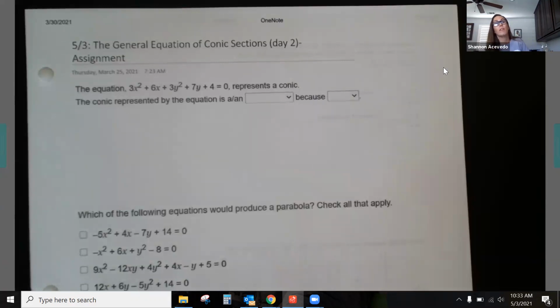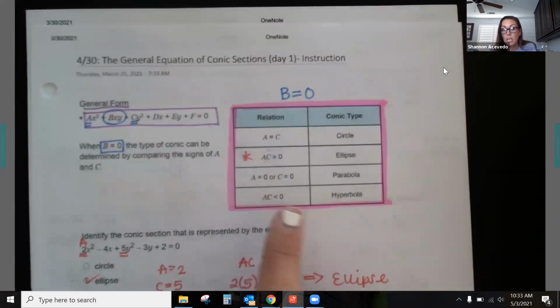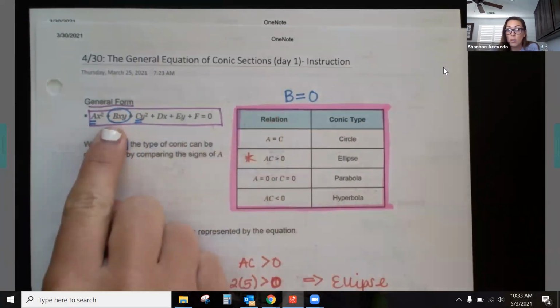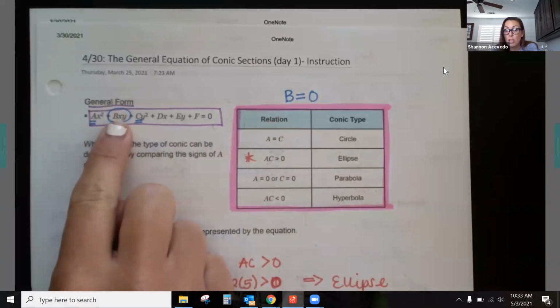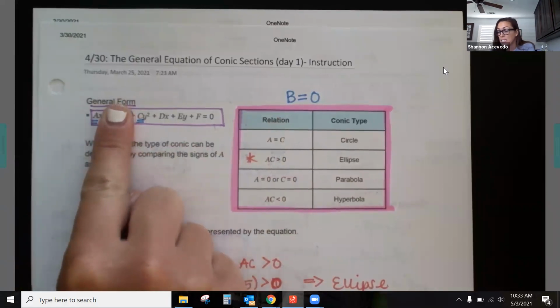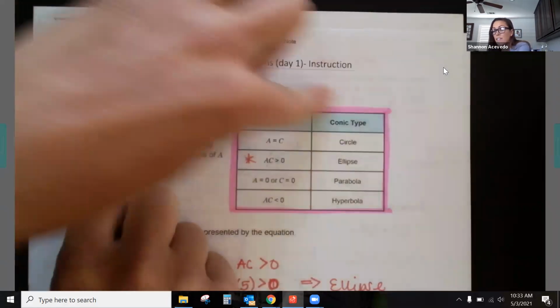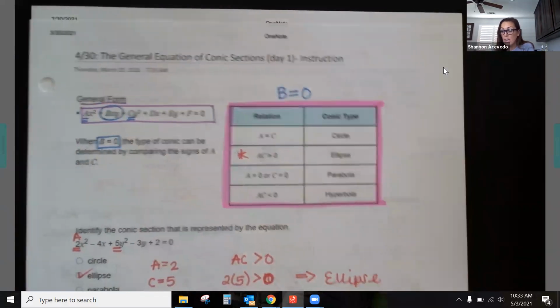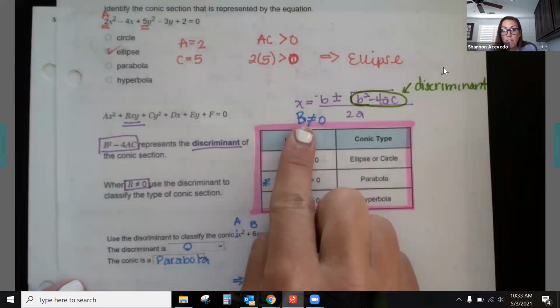So, a quick little review from Friday. Again, if you're struggling, I recommend you go watch the video, but this is some of the information you were given on Friday. There are 2 different scenarios: where you have an XY value and where you don't. In the first case, your B is equal to 0, so there is no XY value that would cancel out. If that's the case, then you can look at your A and C values to determine the type of conic. The second scenario is where that B value does not equal 0.